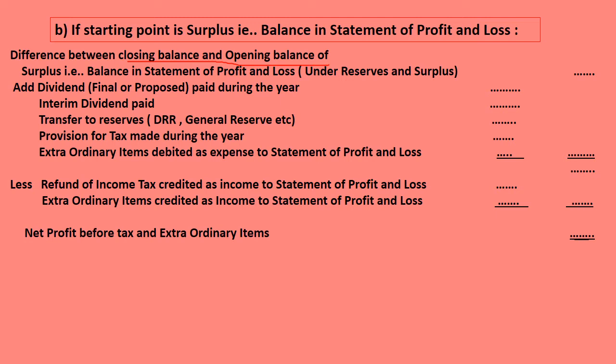To that, we have to add the dividend paid during the year, interim dividend paid, transfer to reserves, provision for tax made during the year, and extraordinary items debited as expense to the statement of profit and loss. From that, we have to less refund of income tax credited as income to the statement of profit and loss, and extraordinary items credited as income to the statement of profit and loss. Then we will get the net profit before tax and extraordinary items. This statement you have to keep in mind while calculating the net profit before tax and extraordinary items.